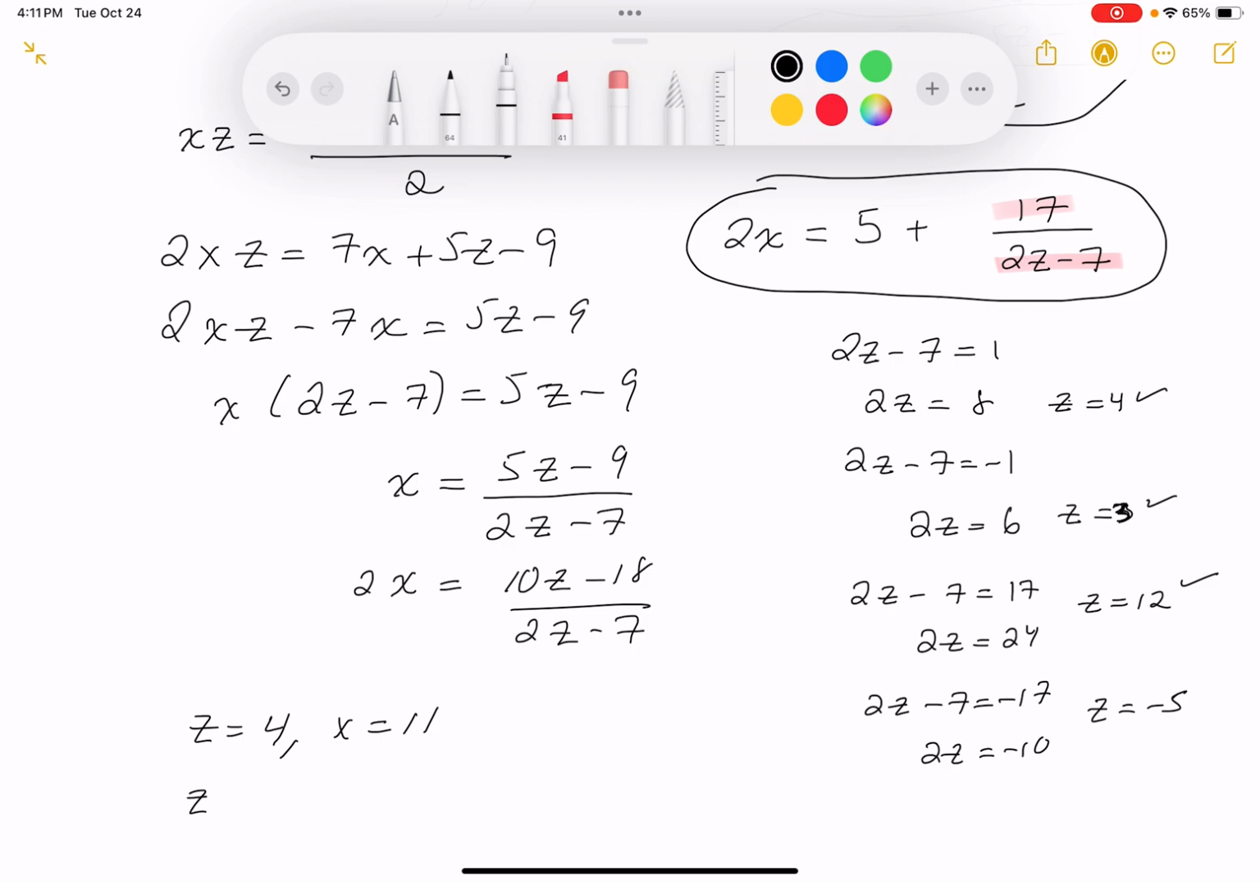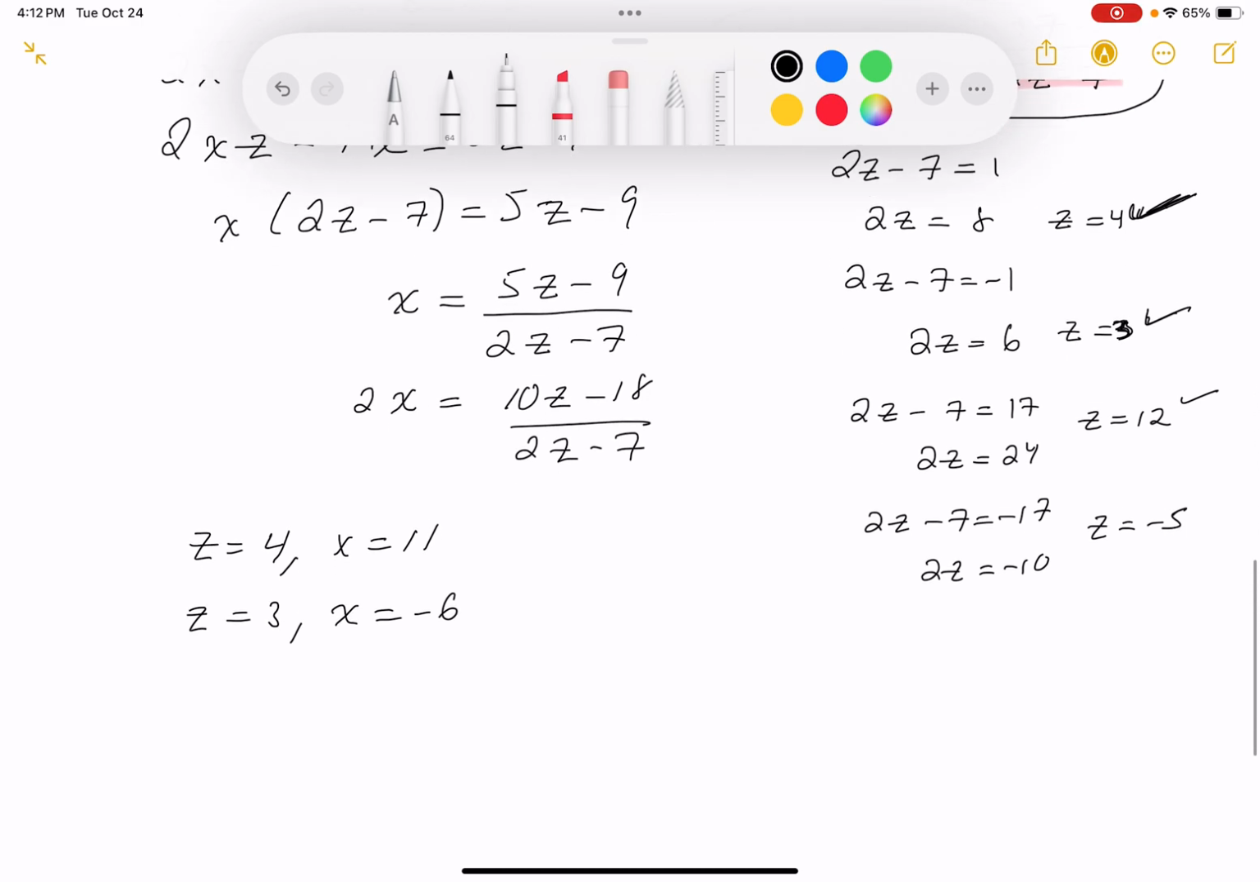Let me do z to be 3. And we'll check this with the original wording of the problem. I'm just looking for cases, by the way. So we just did the 4. Now I'm on the 3. The 3 would give me minus 1, so minus 17. And 5 minus 17 would be minus 12, so x would be minus 6. Still an integer. All right, let's do z as 12 now.